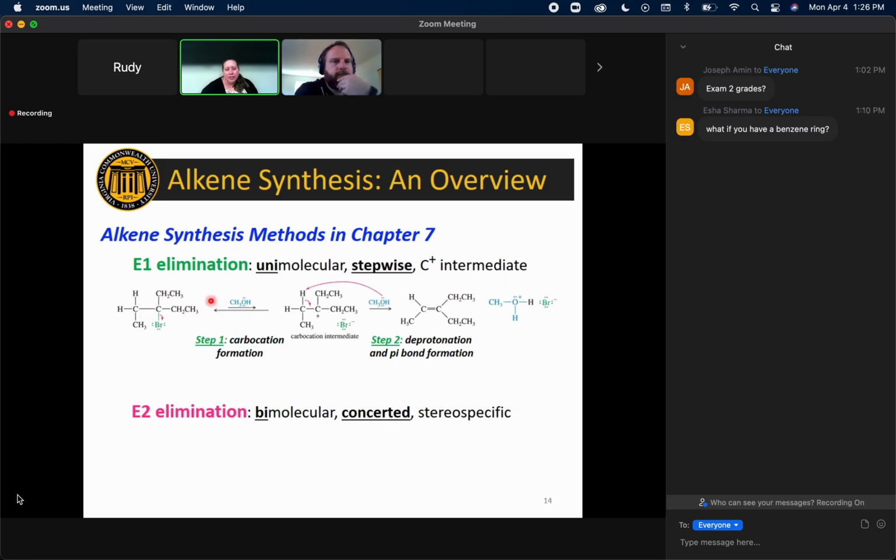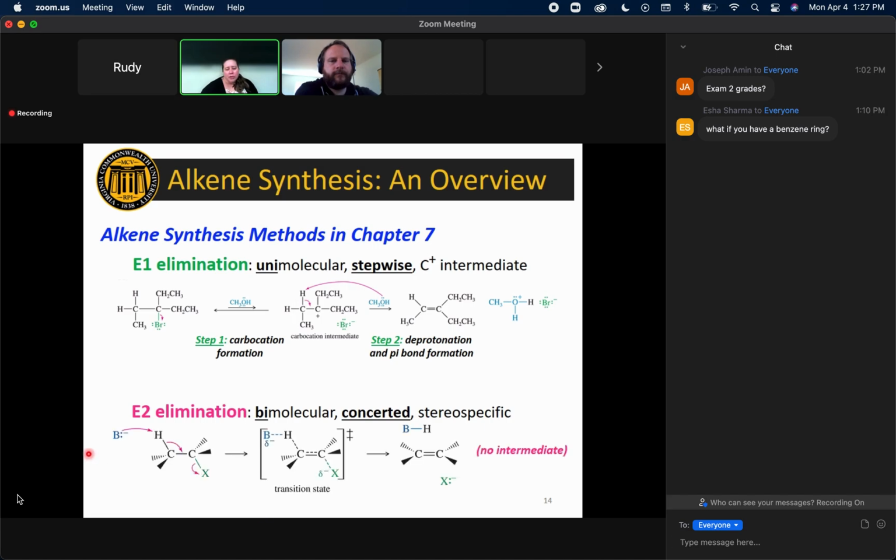Mechanistically, as a reminder, in E1 elimination, that first rate determining step is indeed unimolecular, so it's only the alkyl halide breaking that carbon halogen bond to create a carbocation in that first step. The second step in the case of E1 elimination, we have a weak base, which is a solvent in this case, deprotonating a carbon next door to the carbon the carbocation is at, so that it can create that other p orbital, an sp2 hybridized p orbital, and generate that double bond. So that's step 2, it's deprotonation of the neighboring carbon and pi bond formation.